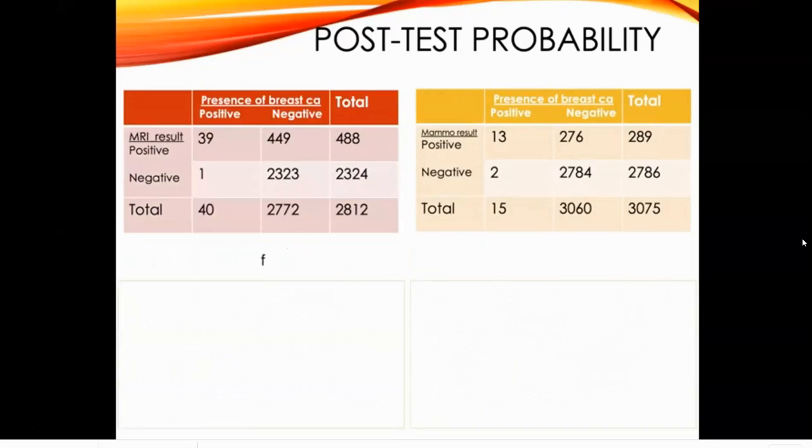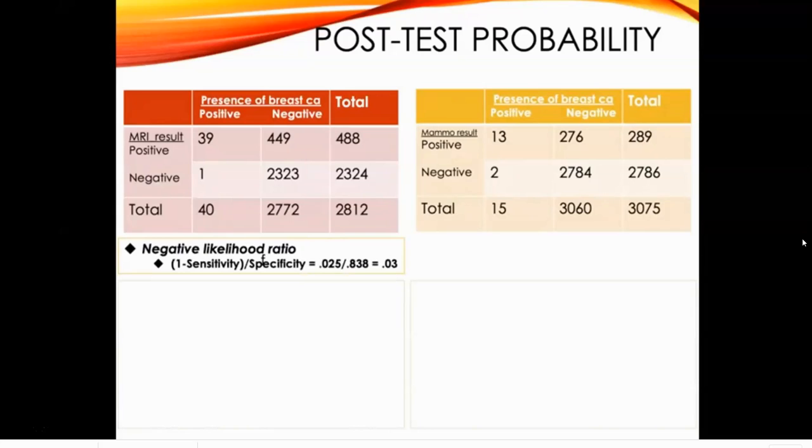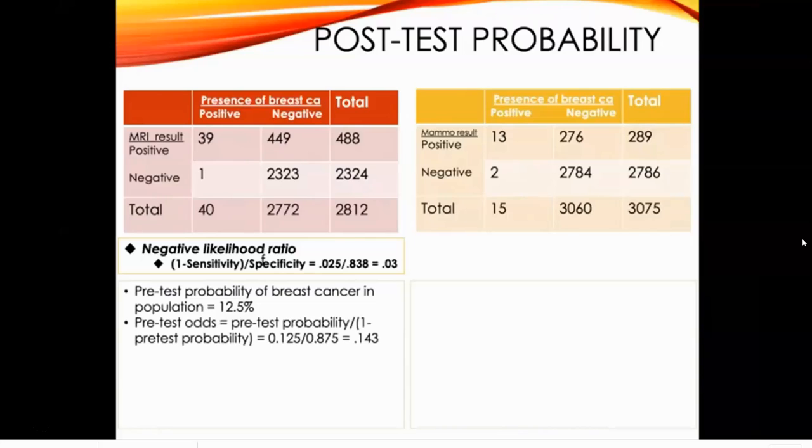All right, so let's talk a little bit about negative likelihood ratios and do a similar example. So we're going to start, again, with MRI, and the likelihood ratio with a negative MRI is 0.03. And now let's start with the patient that doesn't have a family history of breast cancer. So again, we kind of arbitrarily said her pretest probability was 12.5%. We converted that to pretest odds.